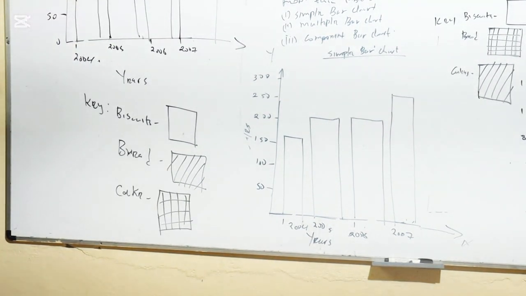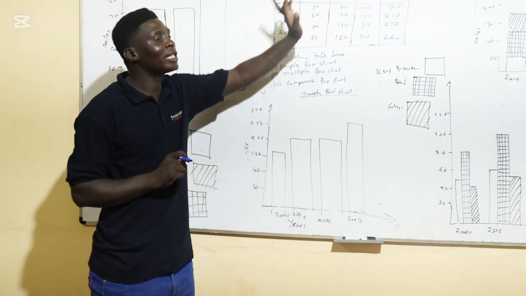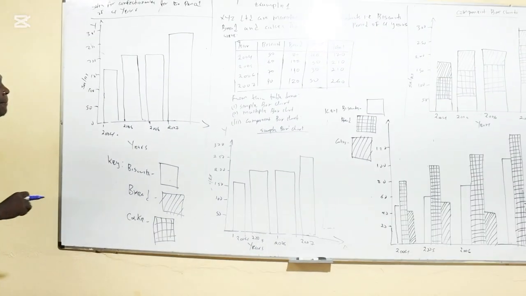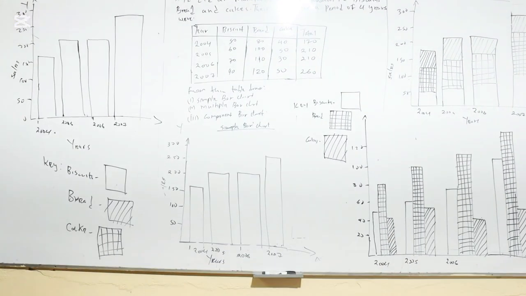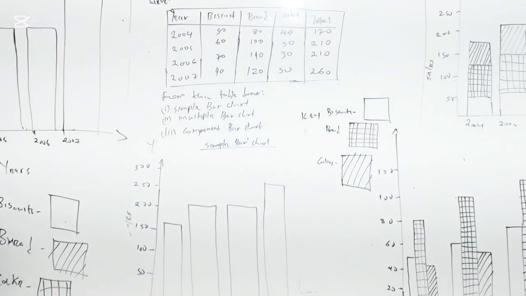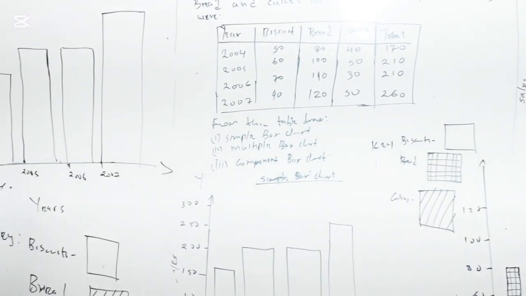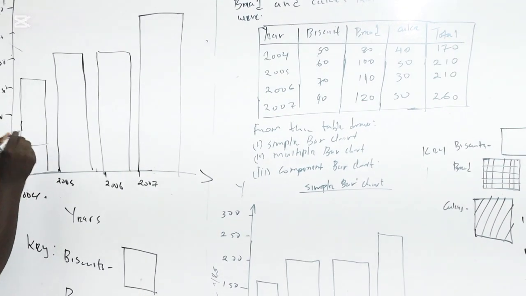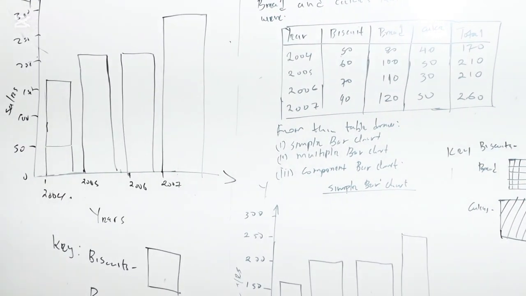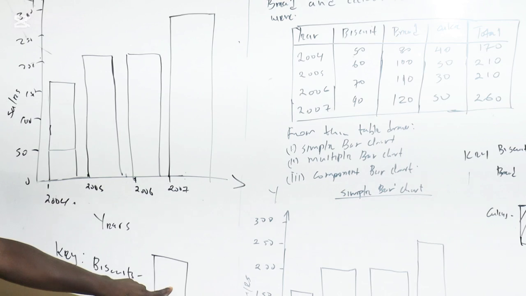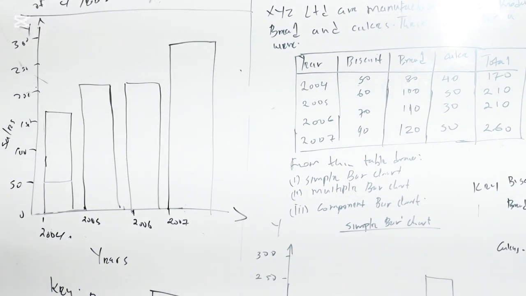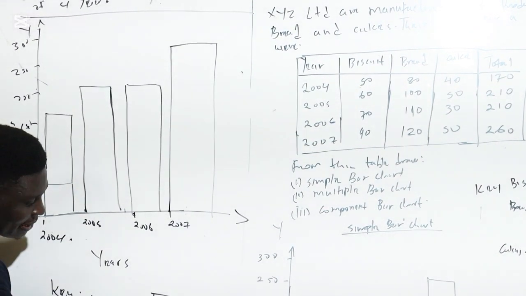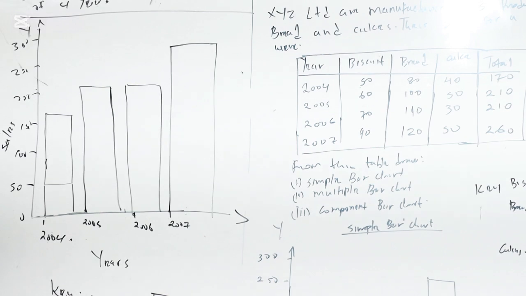So let's start with biscuits. Now for the year 2004, biscuit was 50. The sales for biscuit were 50. So we come here, then we measure 50 from the same bar of the total 170. So we'll come here and where 50 is, we subdivide it. Then we check in our key. Now in our key it is just space alone. There is no other thing. Or perhaps let me dot it. Let's leave it that way.